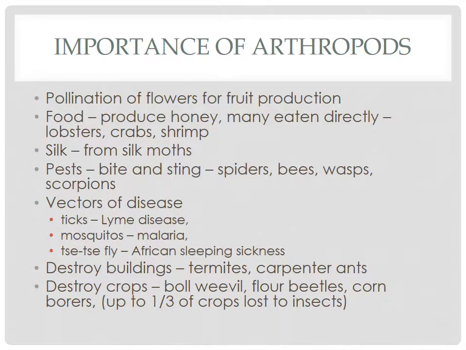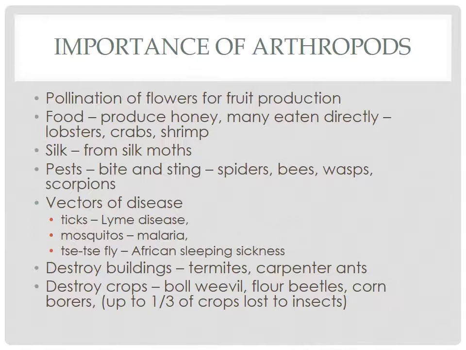Some can be pests. They can bite, they can sting. Spiders and bees and wasps and scorpions all bite or sting. They can be vectors of disease, and what that means is that by biting you, they can infect you with a disease that they picked up from another organism. For instance, ticks can carry Lyme disease. So when you get bit by a tick, it can give you Lyme disease. Mosquitoes carry malaria, and the tsetse fly can carry African sleeping sickness.